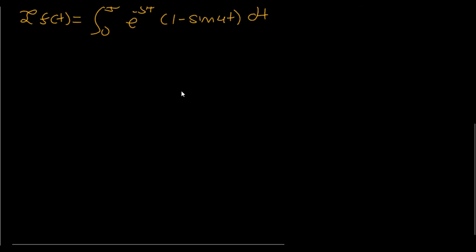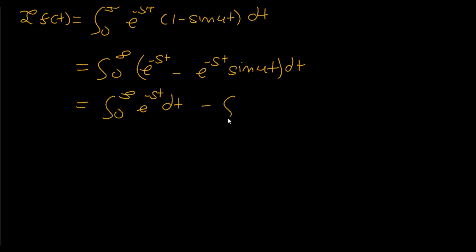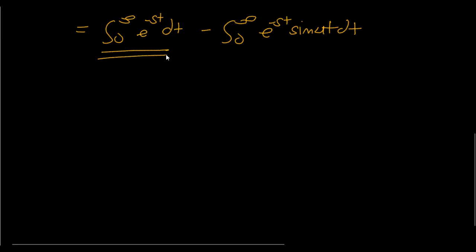Okay, so distribute natin: integral 0 to infinity e to the negative st minus e to the negative st sine 4t dt. Okay, so integral 0 to infinity nitong e to the negative st dt muna, minus integral 0 to infinity e to the negative st sine 4t dt. Okay. So ito muna yung integrate natin since ito yung pinakamadali. Ito kasi is integration by parts.